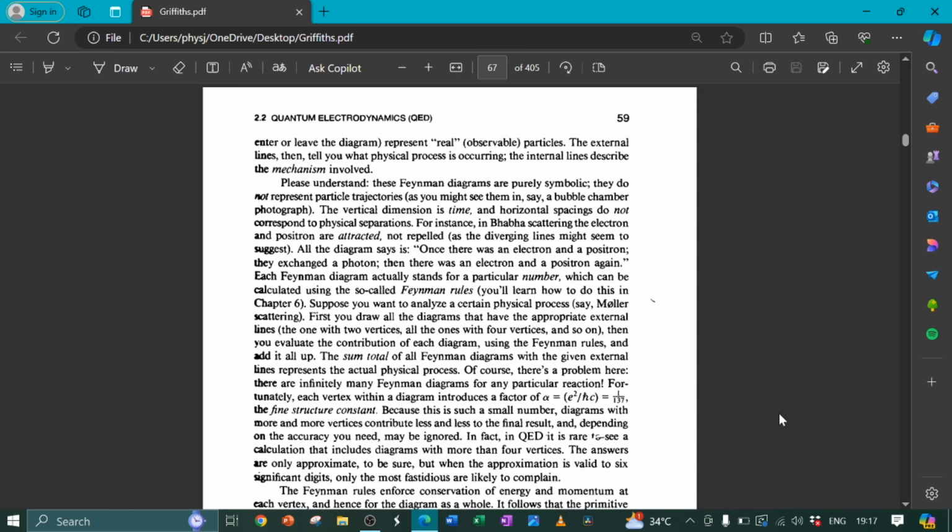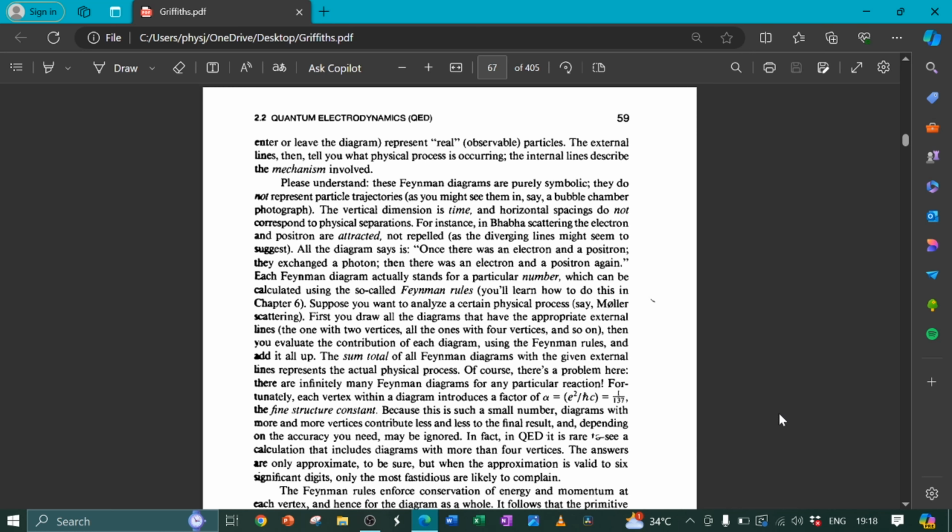with 4 vertices, and so on. Then you evaluate the contribution of each diagram using the Feynman rules and add it all up. The sum total of all Feynman diagrams with the given external lines represents the actual physical process. Of course, there is a problem here. There are infinitely many Feynman diagrams for any particular reaction.